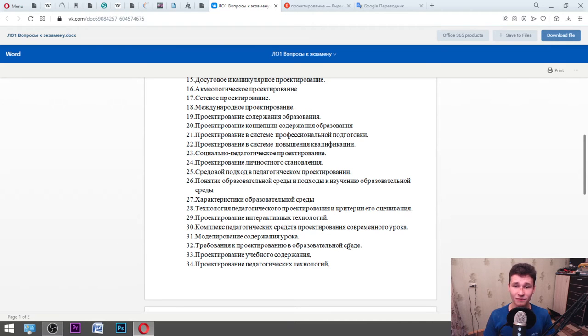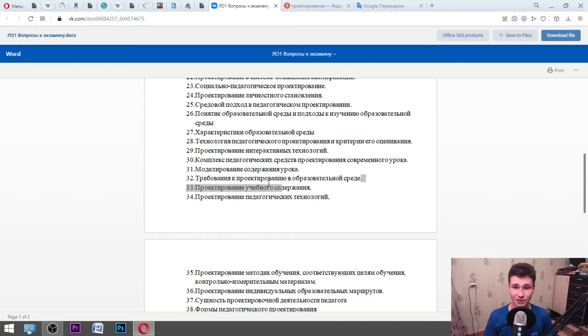Требования к проектированию в образовательной среде means the criteria to create projects in an educational environment. It all depends on who is the person who is the decision maker. It is government says to us, and they can say, yes, it should be this way or should be that way, okay?